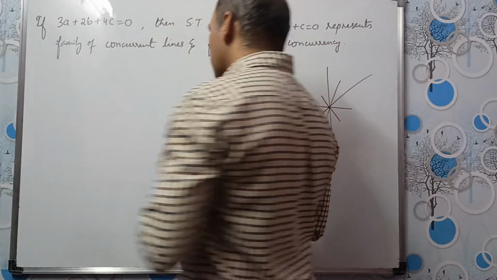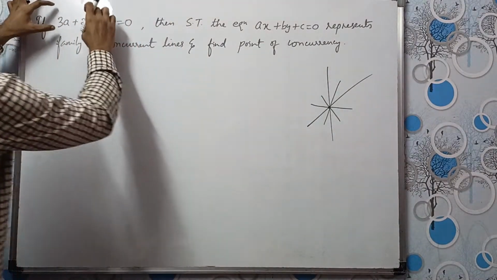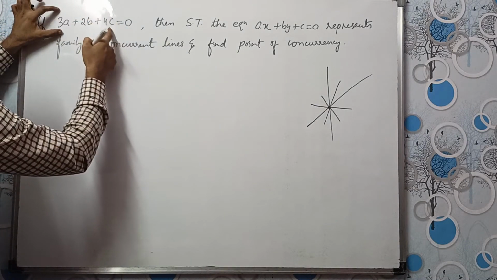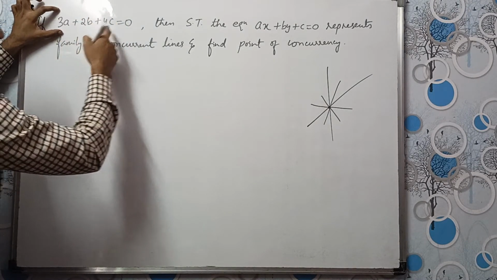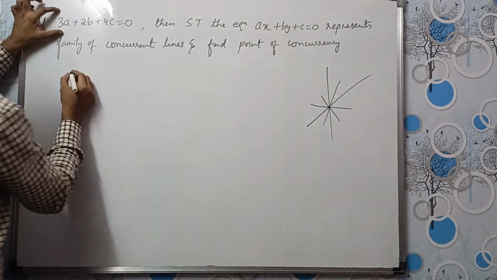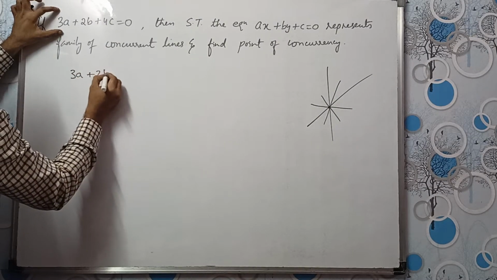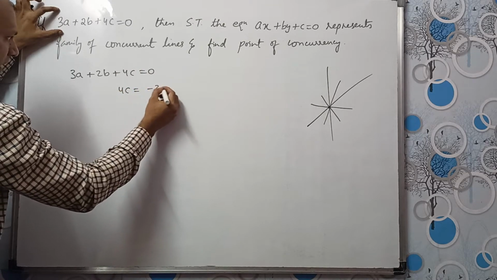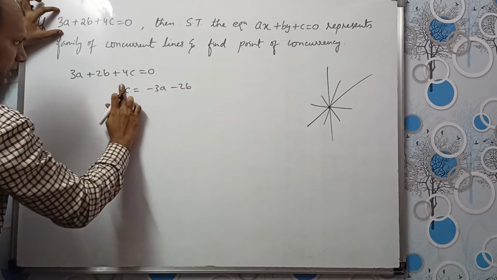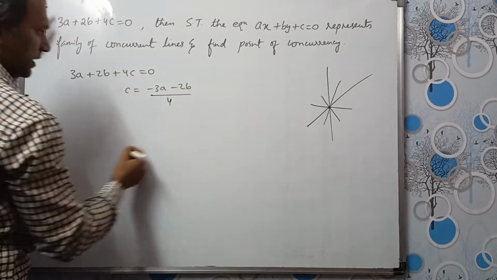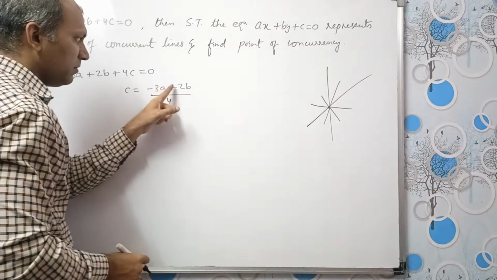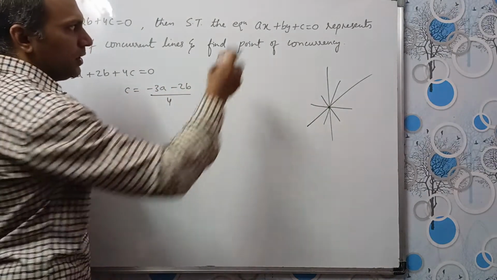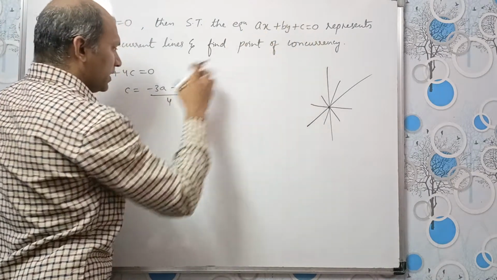Okay, what should we do here? See, we can find the value of c from this given condition and substitute it here. See, we have 3a plus 2b plus 4c is equal to 0. 4c will be equal to minus 3a minus 2b, right? And this 4 goes on the other side. It will be c is equal to minus 3a minus 2b divided by 4. So in place of this c, we can substitute this value.